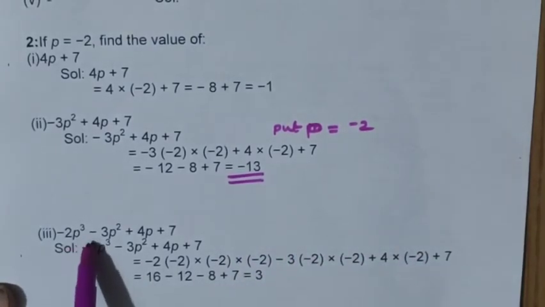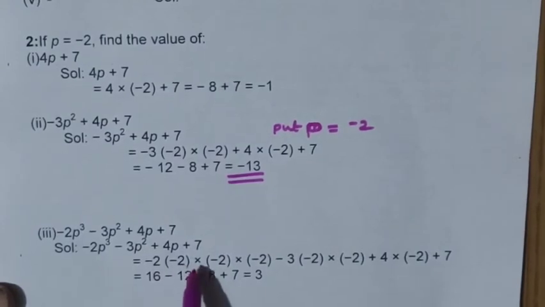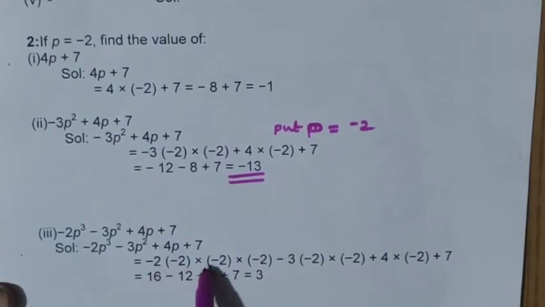What is the next question? Minus 2p cube minus 3p square plus 4p plus 7. What is the value we have to put? p equals minus 2. So minus 2 into minus 2 into minus 2 into minus 2. How many minus signs are there? 4 minus signs, so the answer becomes plus. So 2 into 2 into 2 into 2, that is 16.